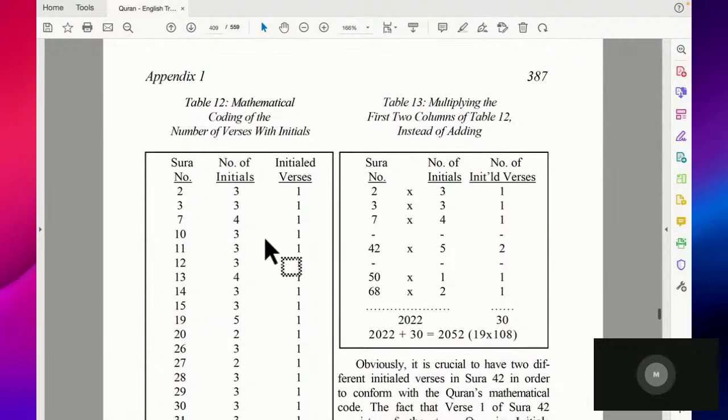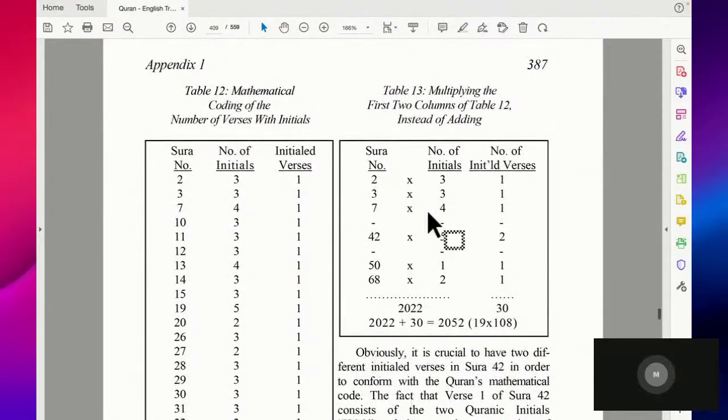Now, let's work with the same table. However, in table 13, we're going to multiply the values of the first column, which is the surah numbers of the initial surahs, with the number of initials of the second column. And then we're going to add these numbers together to get to this summative total. Now, if you look at this table, it is concatenated, so basically it is shortened. We have surah 2, 3, 7, but then the rest of it we just skip. We go to 42, then we skip, we go to 50, and then we go to 68, which is the last one.